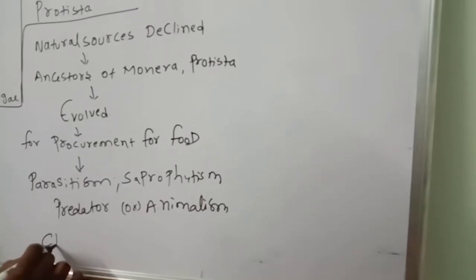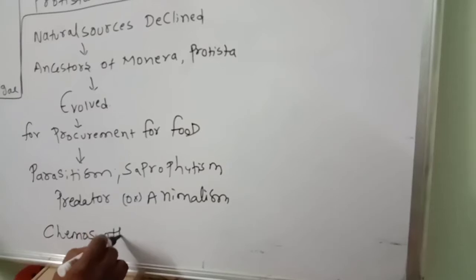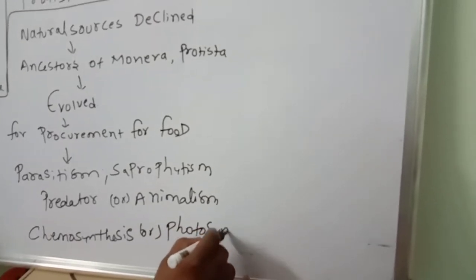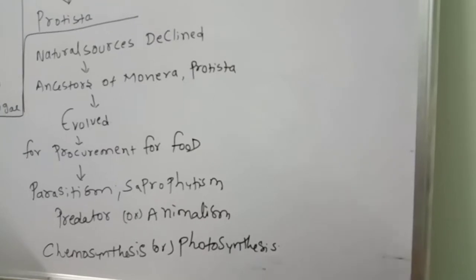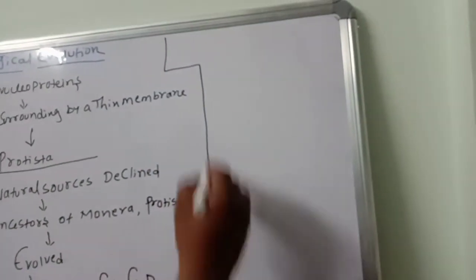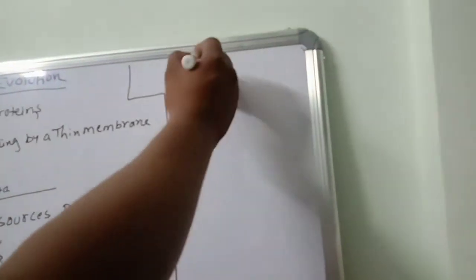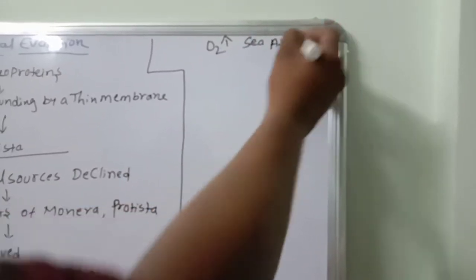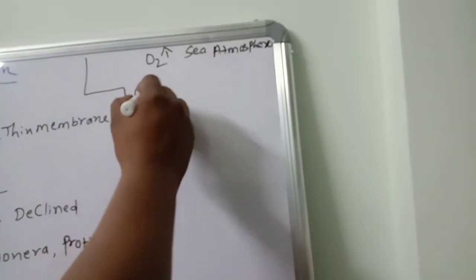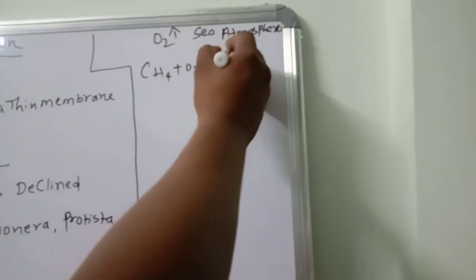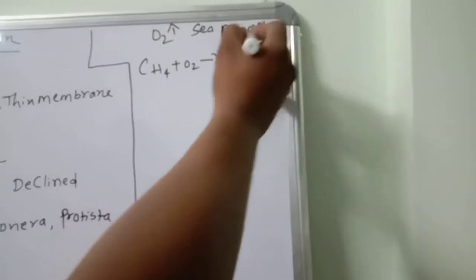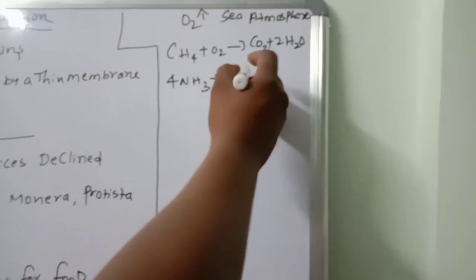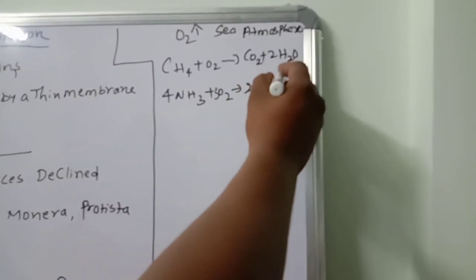And you know very well, chemosynthesis, and also photosynthesis they performed. This is the most important. With photosynthesis, automatically what will happen? Oxygen will increase in the sea atmosphere. This is the point you should remember. The sea atmosphere: this one reacts with CH4 and O2, then converts into CO2 plus 2H2O. This is important. And 4NH3 reacts with oxygen, converted into 2N2 plus 6H2O.